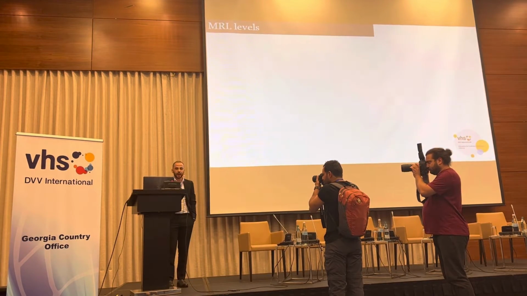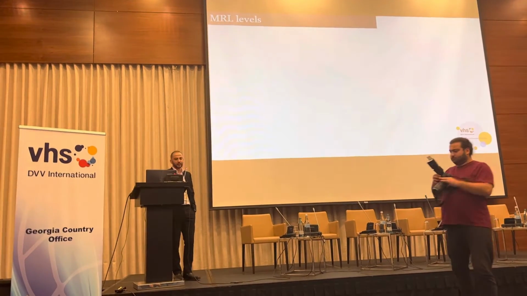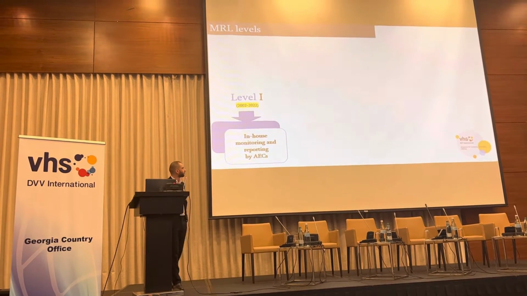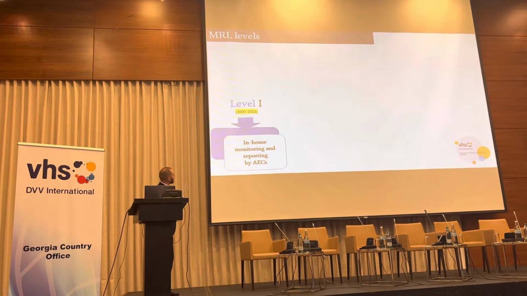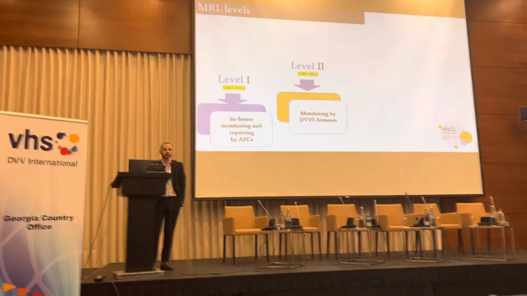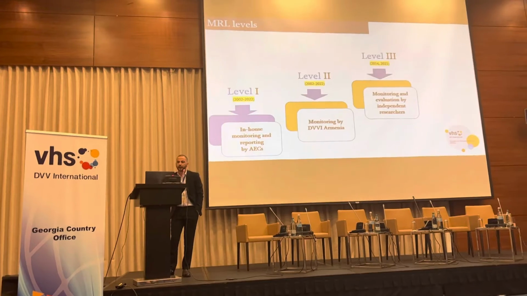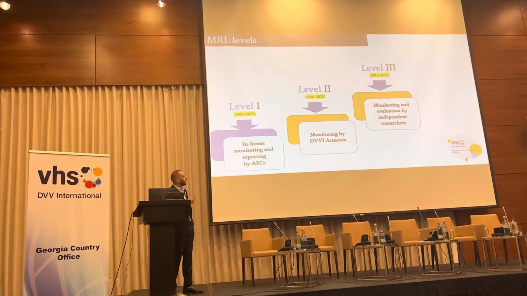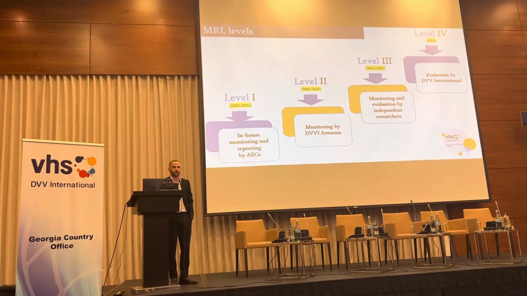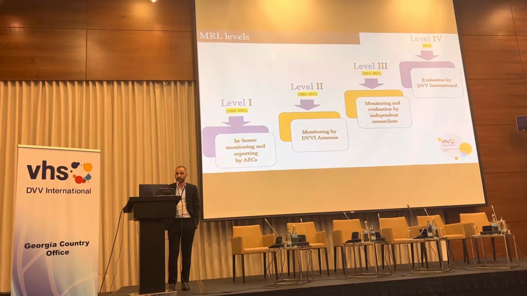Apart from this, if we discuss the ecosystem of monitoring according to levels, we have 4 cross-cutting levels. The first level is in-house monitoring and reporting by adult education centers. The second one is monitoring by the DVV International Armenia country office, then monitoring and evaluation by independent researchers, and also evaluation by DVV International. As you can see, the first and second levels are mostly internal.